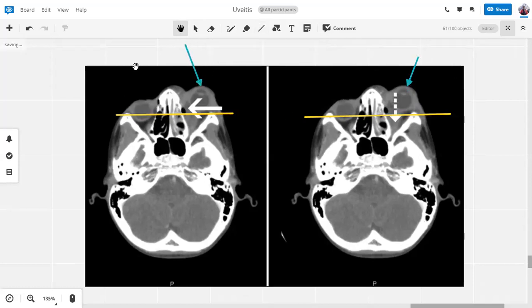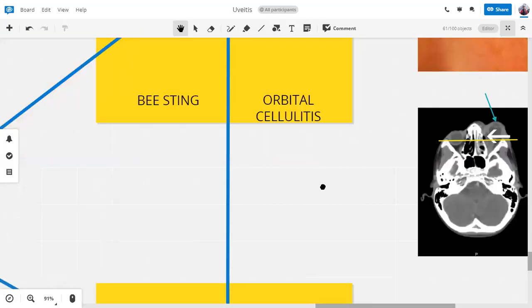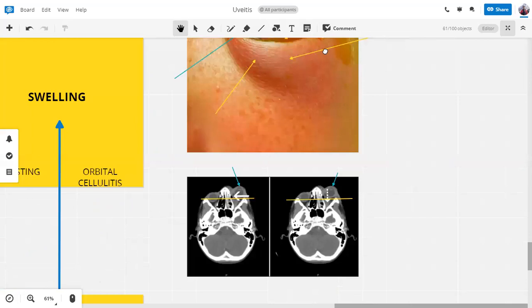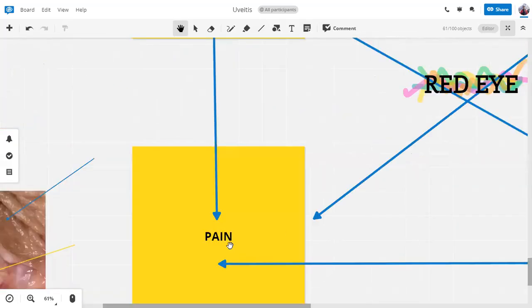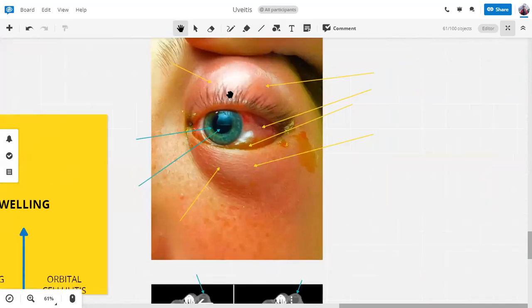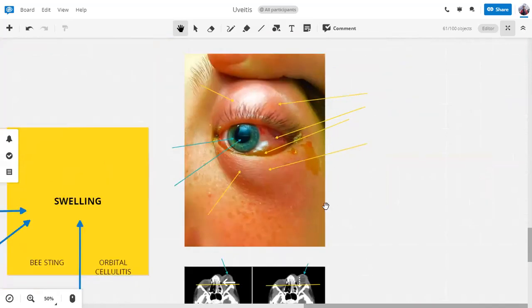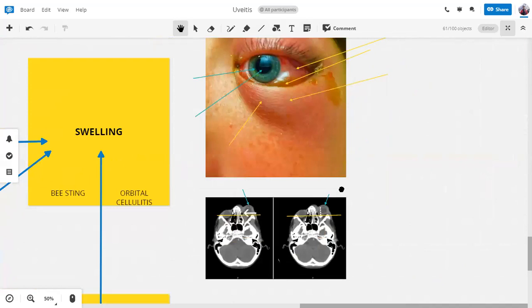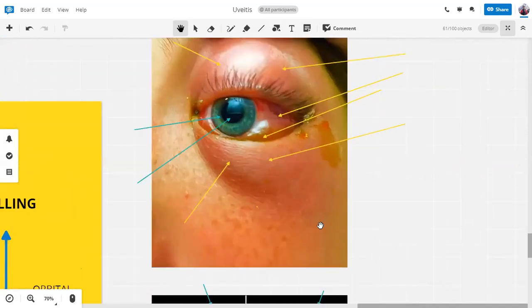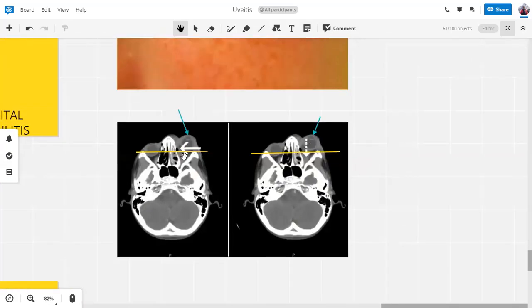So you have a patient who has red eye. He has swelling around the eye. There is some loss of vision. There is pain. There is discharge. This is your examination. This is a patient of orbital cellulitis. Okay? You can see the proptosis in the CT scan of this patient.